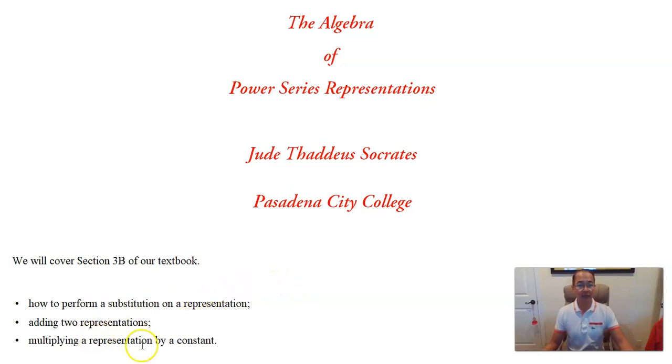There are three things which we'll talk about: how to perform a substitution on a representation, how to add two representations, and how to multiply by a scalar. That's probably the simplest part of this video. So we are going to walk through section 3b of my textbook, and then at the end we are going to discuss a new example. All right, let's get to our textbook.